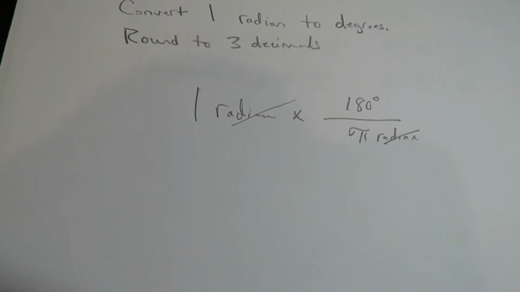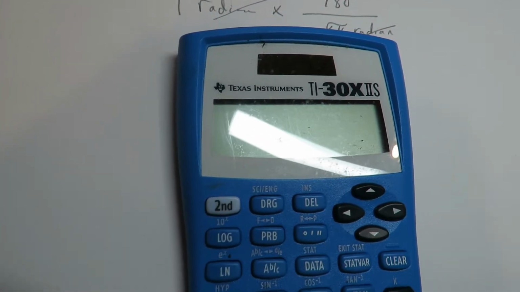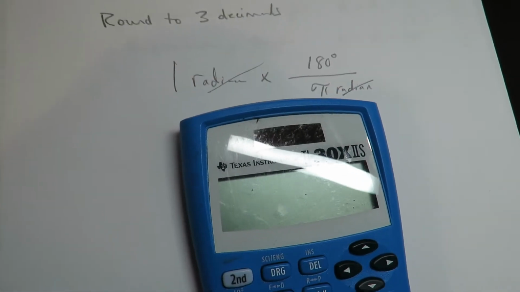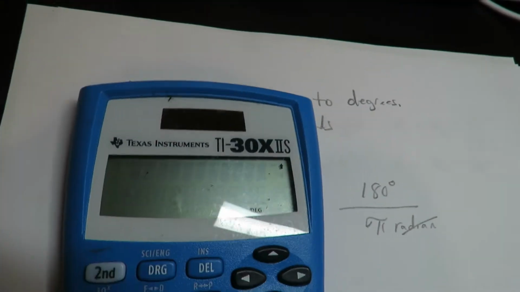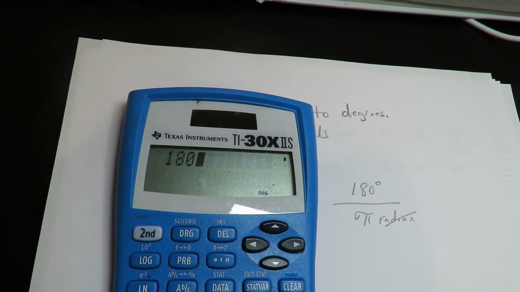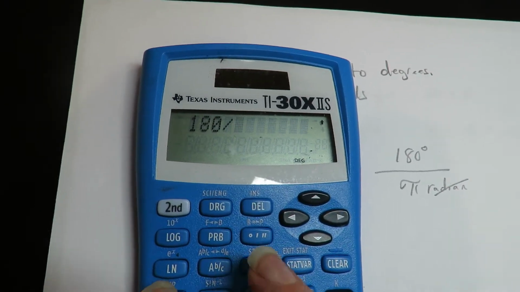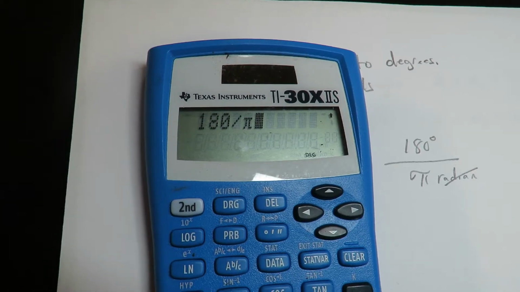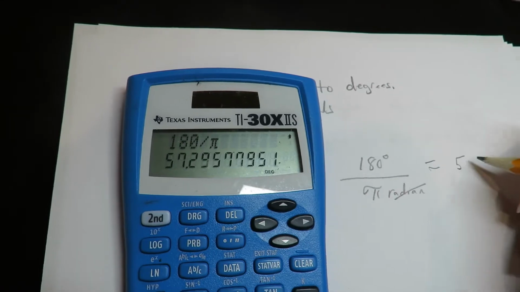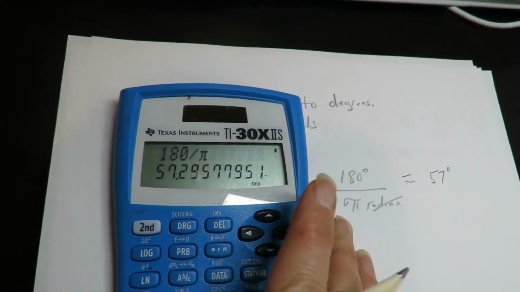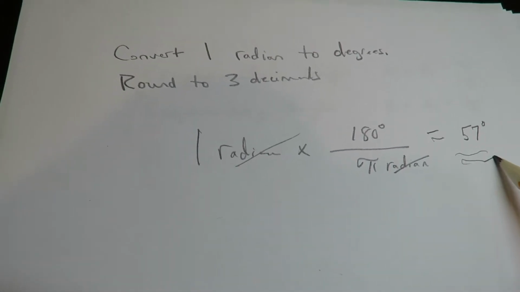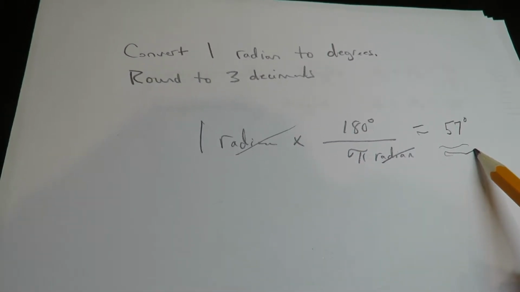Now, this is actually a calculator problem. You actually do the math on this. Let me make sure you guys can see this good. Okay, you can see it. All right, so you're going to actually do 180 divided by pi. I have a pi key. You should have one in your calculator. So you can see that this is approximately 57 degrees. So if you ever wonder what's 1 radian, it's approximately 57 degrees.